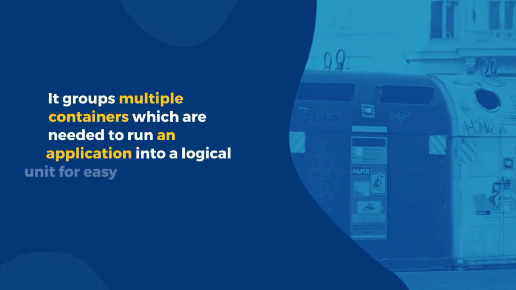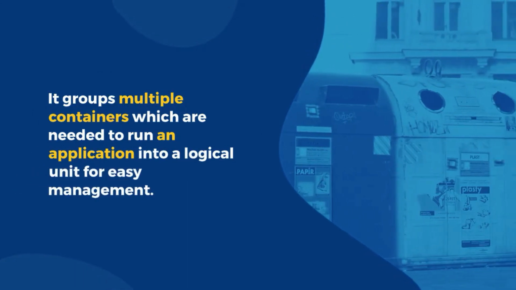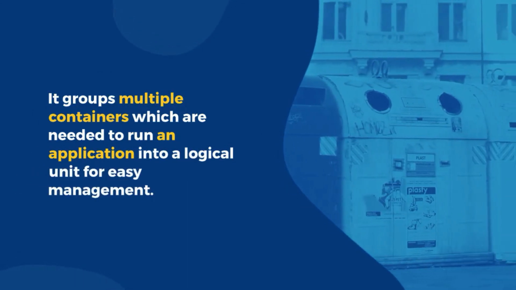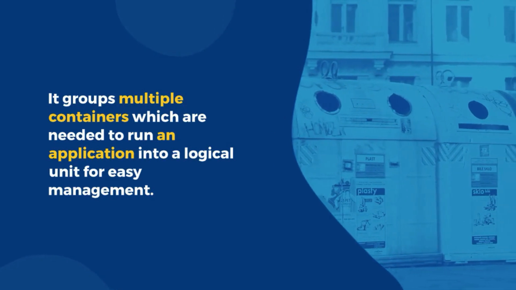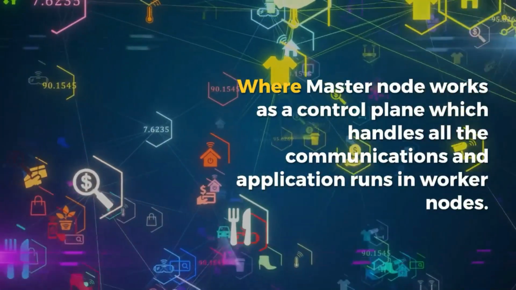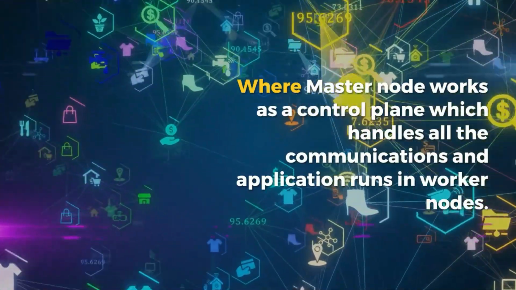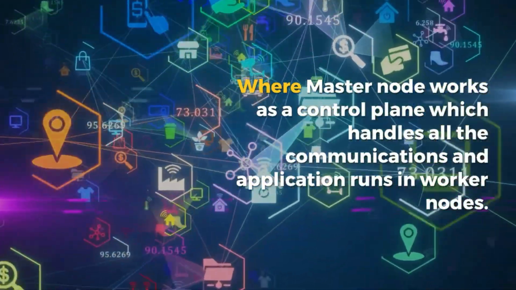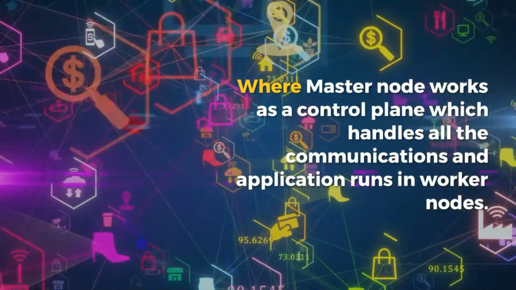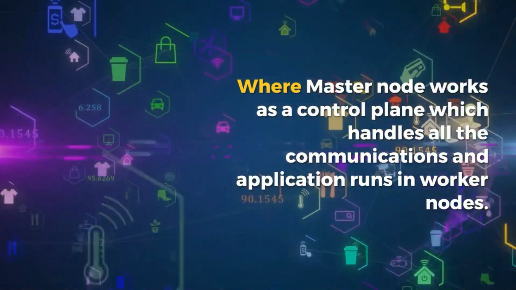It groups multiple containers which are needed to run an application into a logical unit, known as a pod, for easy management. The Kubernetes system is based on master and worker nodes, where the master node works as a control plane which handles all the communications, and the application runs in worker nodes.